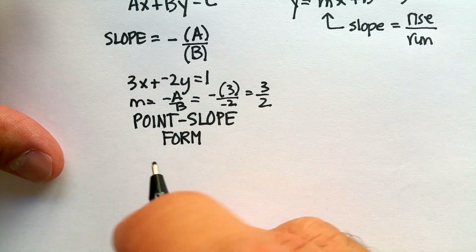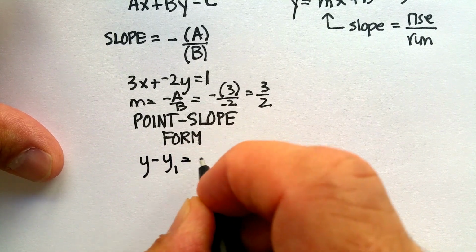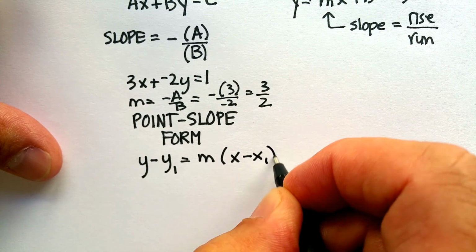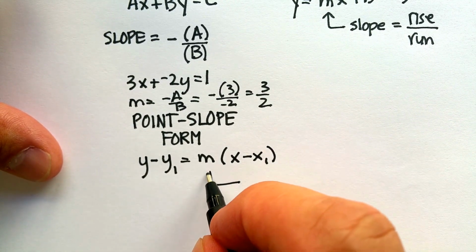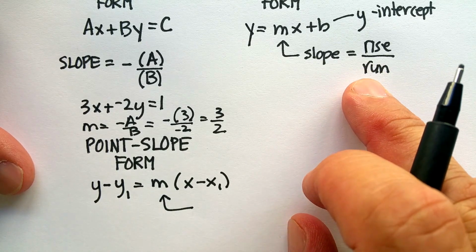And the point-slope form is very similar. It's y minus y1 is equal to m times x minus x1. And again, the slope is just the m, which is the same information that we learned here.